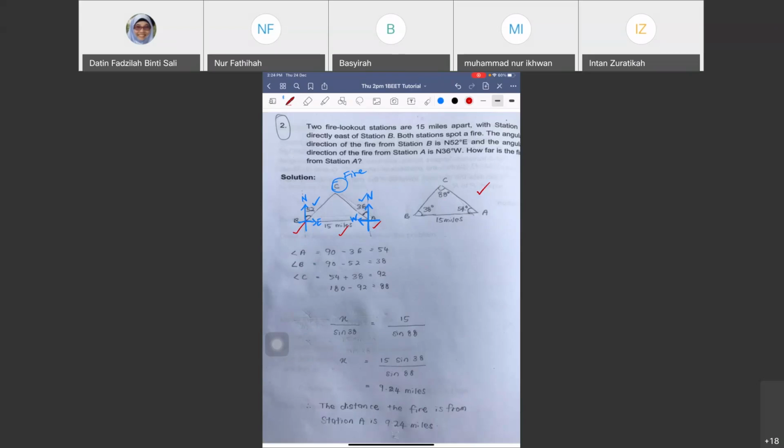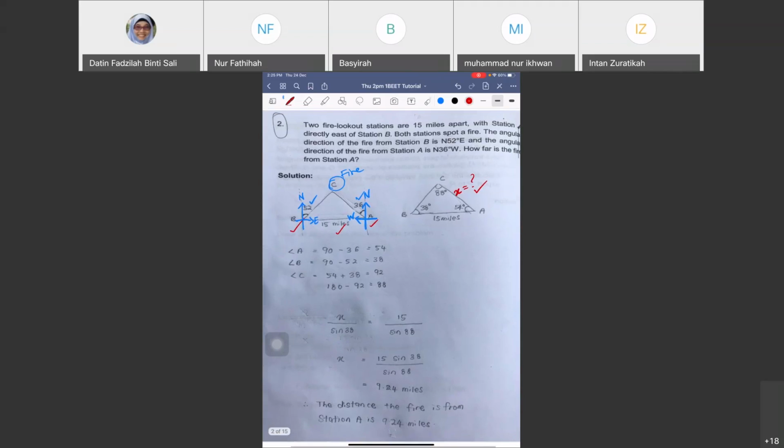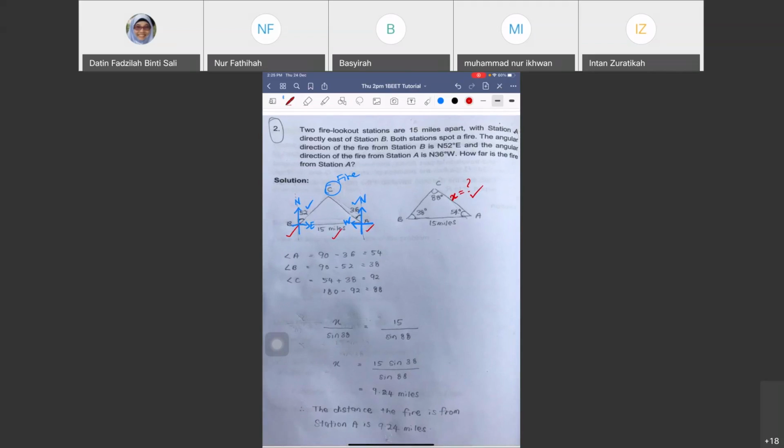Based on this diagram, the question is asking you to find how far the fire is from station A. Looking at this solution, Izati, you're using X, so that is the X. It's the distance from the fire to station A. In this case you can use the law of sine, because you are given this distance, you have this angle, and you know this angle, so you can find this distance by using the law of sine.